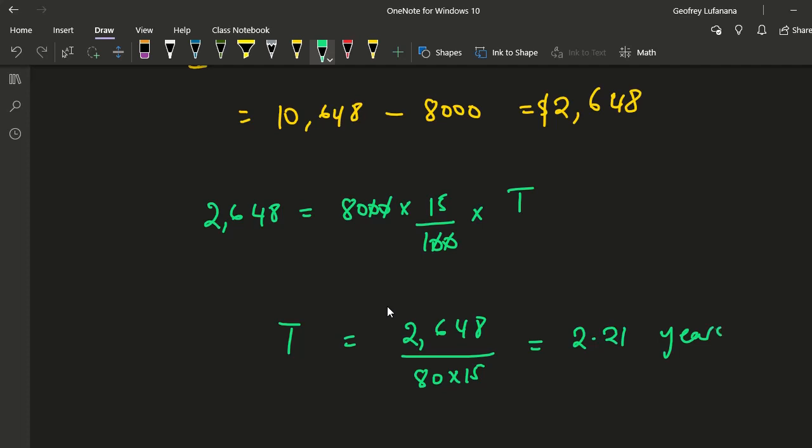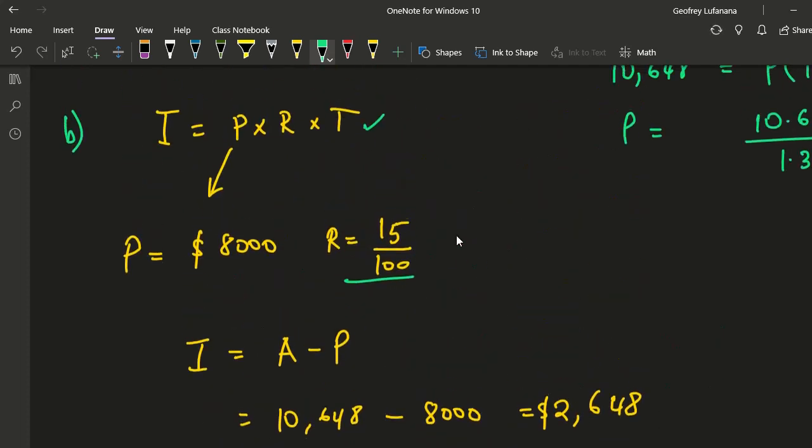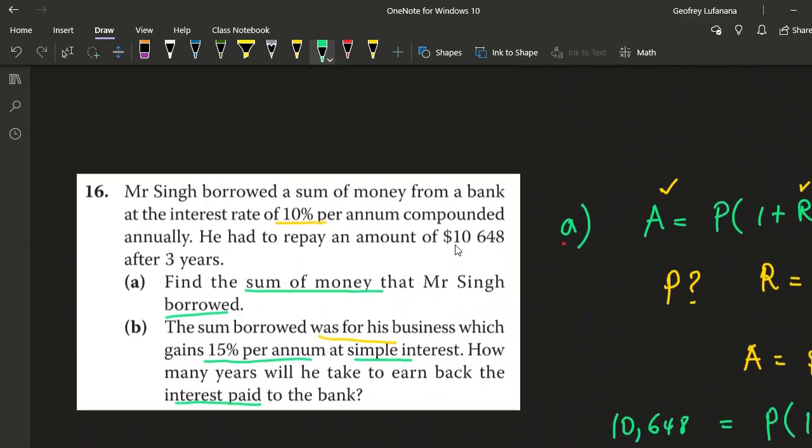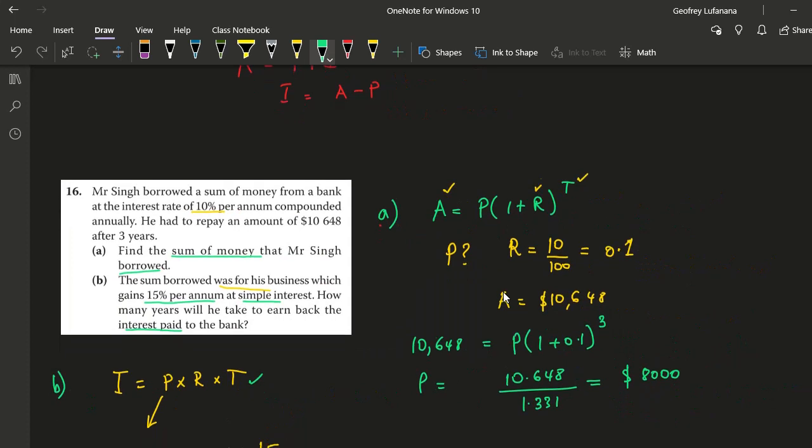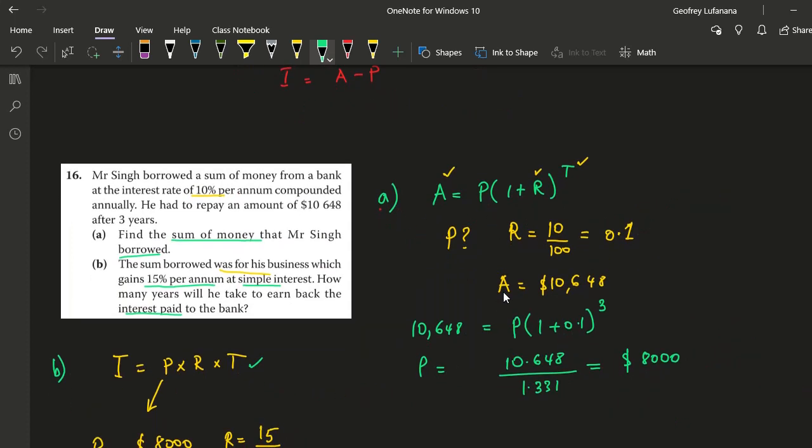Now these are years. So the basic principle in problem solving is read the question clearly, identify what you have been given, get your formula, substitute in the formula, and calculate your desired value.